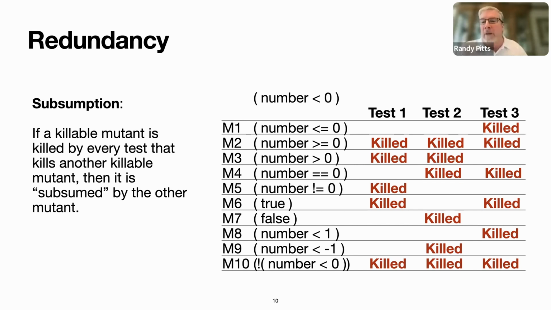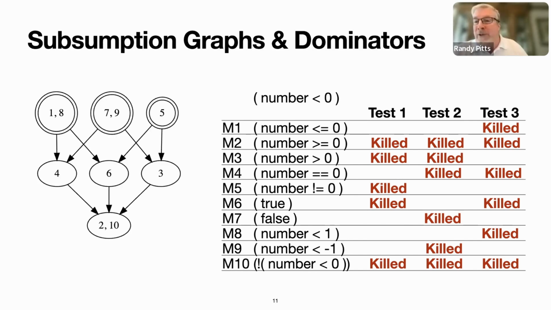If you drop down a couple lines, you see that mutant number 4 is also killed by test number 3. And again, test 3 is the only one that kills mutant number 1. So we can say that mutant number 1 subsumes mutant number 4 as well. I'm going to advance to the next slide because I think without a pointer, this will help it make sense a little better, because we can graph these relationships I'm talking about.